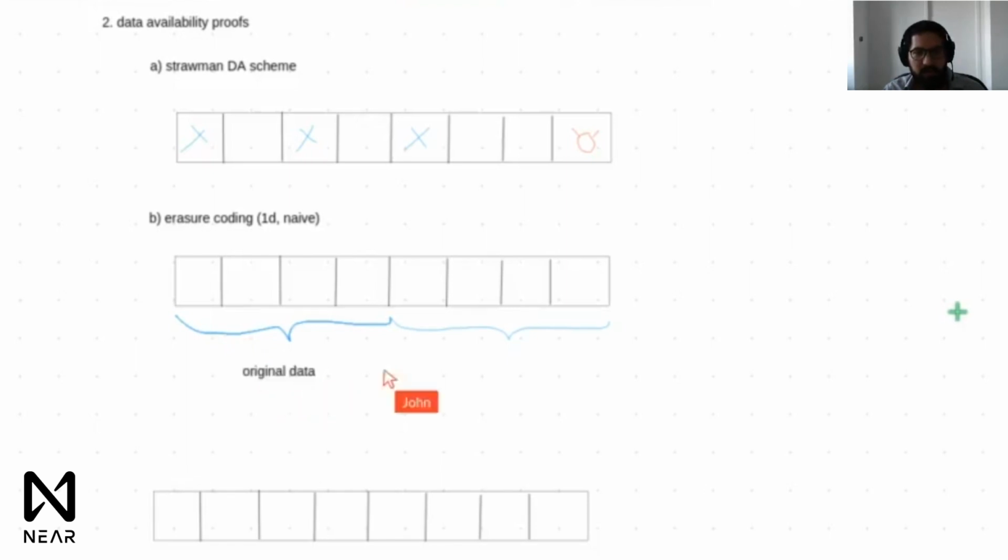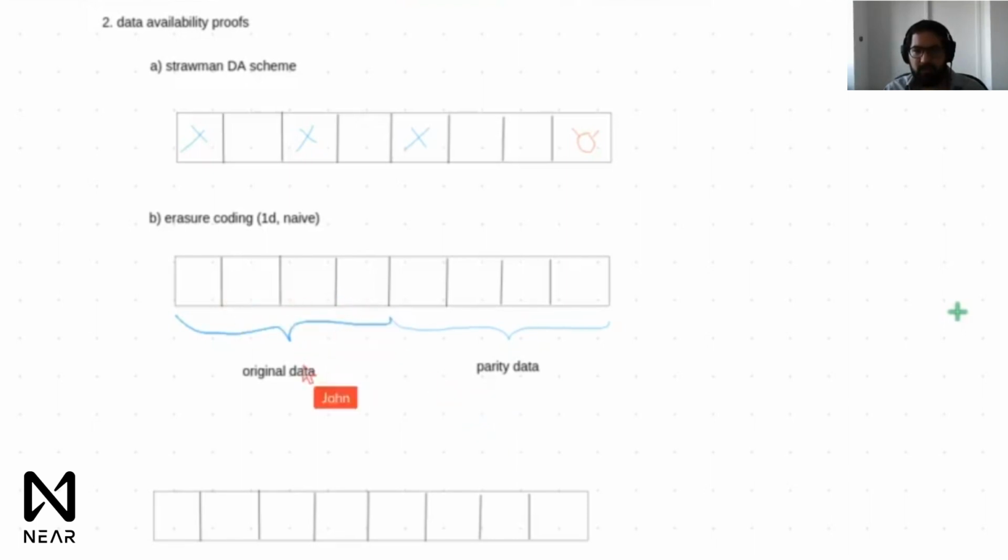Original data, and here's the parity. So I'm given this original data. I'll compute some parity data, and how much parity data you get is dependent on some parameter. You can change this. In this case, as you can see, it's 1-to-1. It doesn't have to be 1-to-1. It can be different.